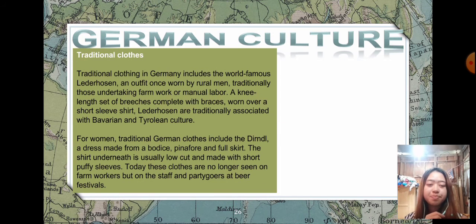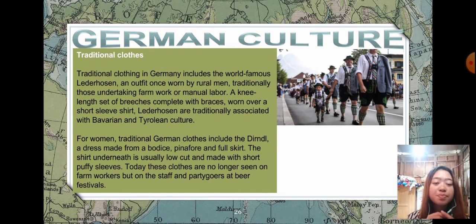Another one, traditional clothes. Traditional clothing in Germany includes the world-famous Lederhosen, an outfit once worn by rural men. So that's it, the traditional outfit worn by rural men, traditionally for work or manual labor. A knee-length set of breeches complete with braces, worn over a short-sleeved shirt.